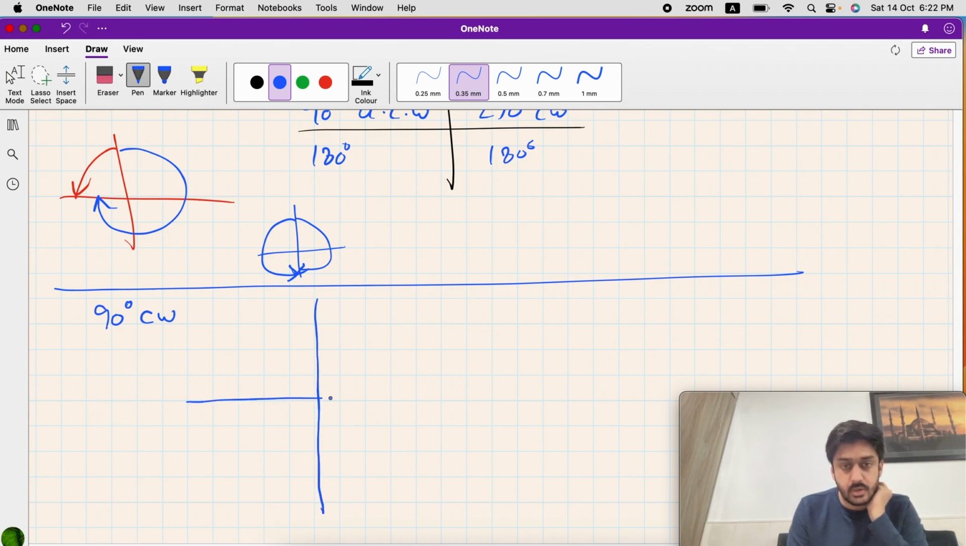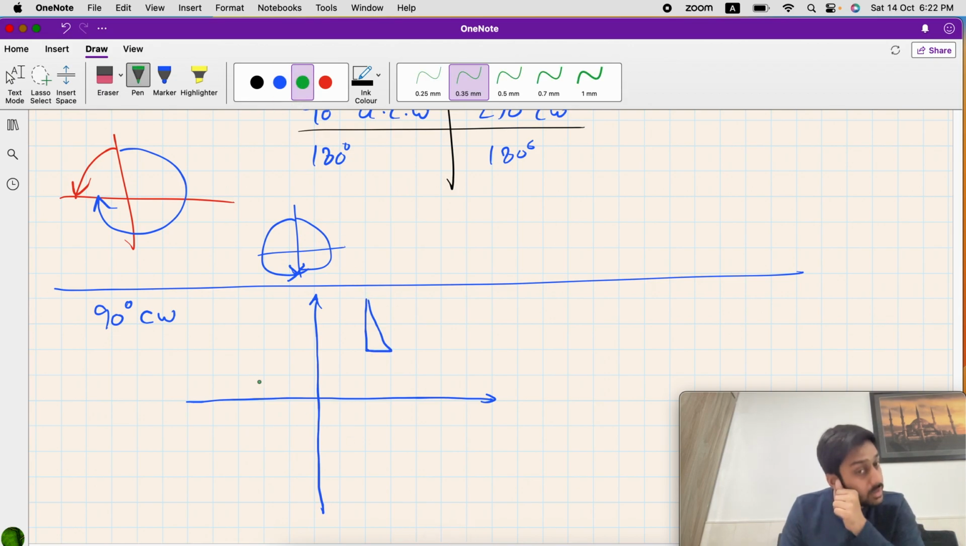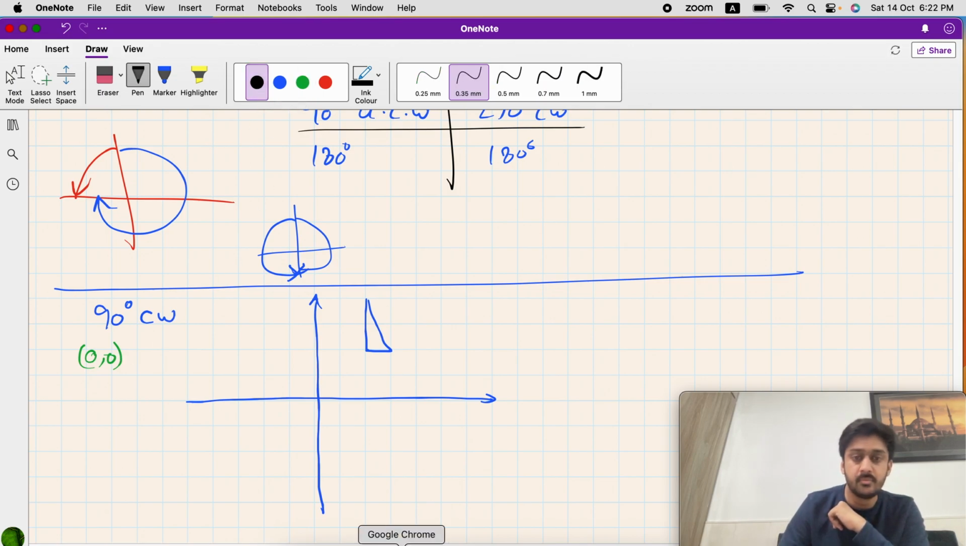You are given the grid which is fully labeled, and you have an object resting here on the plane, and you are asked to rotate it 90 degrees clockwise about the origin or about the center. Center rotation will always be there in a case when you have to draw the rotation.